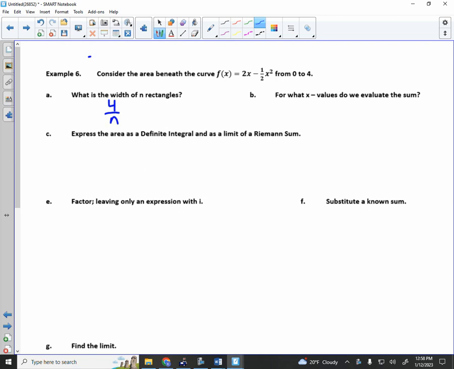For what x values do we evaluate the sum? Remember that x sub i is equal to a, your starting point, and you're going to add delta x times i to it. People are seeing right here that a is 0. So if a is 0, then all you have to worry about is taking your width, which is that thing, and multiplying it by i. That's all you have to do.